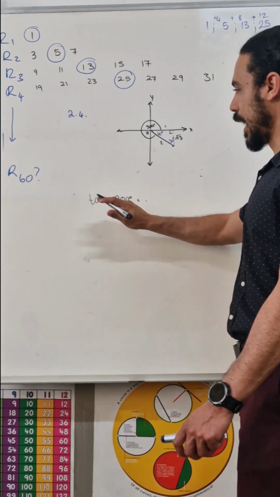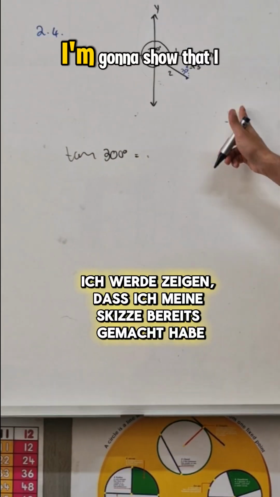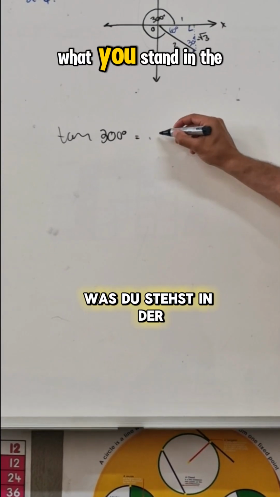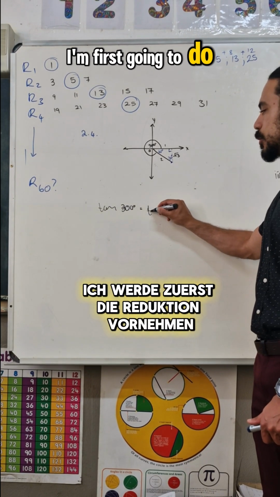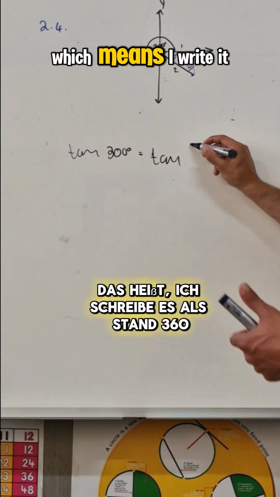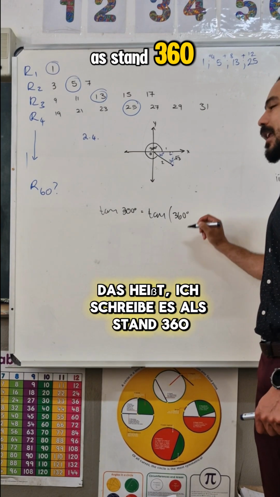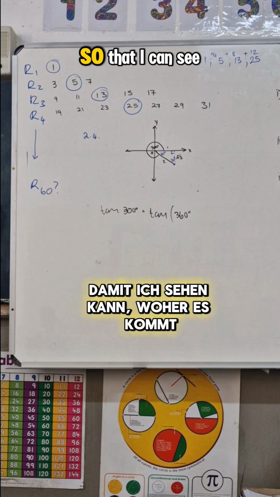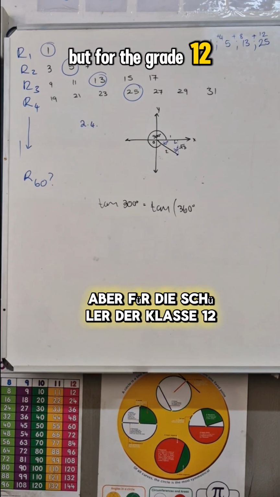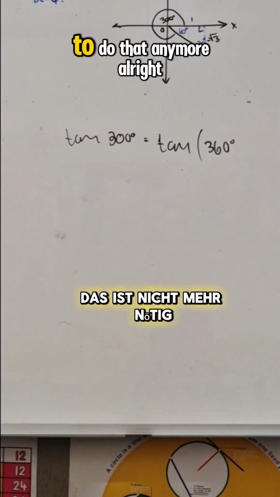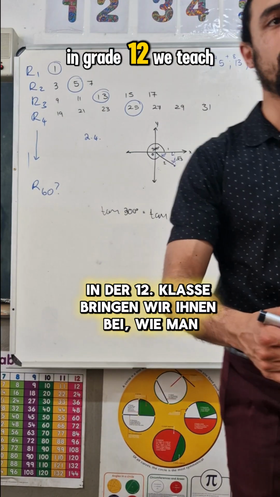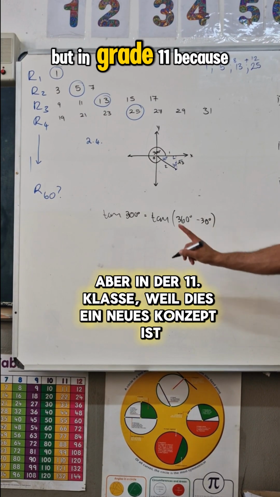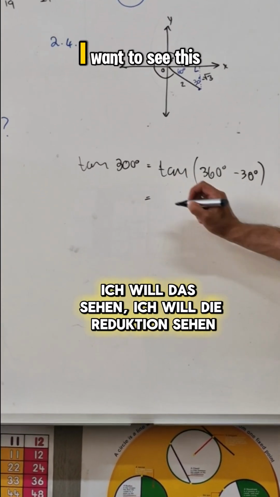Alright, so they asked me to show that. So I'm going to show that. I already did my sketch, and now from my sketch I'm going to derive this. So what is tan, I'm first going to do the reduction, which means I write it as tan 360. Now grade 11, I want you to write that reduction down so that I can see where it comes from. But for the grade 12 learners, it's not necessary for you to do that anymore. In grade 12, we teach you that it's not necessary because it takes a lot of time away. But in grade 11, because this is a new concept, I want to see this.